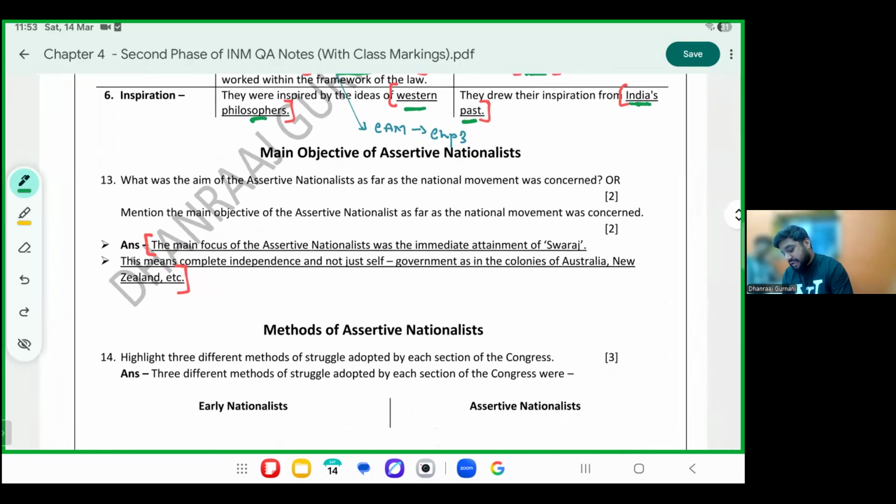Main objective of the assertive, short, once more. One more Jaguar car.